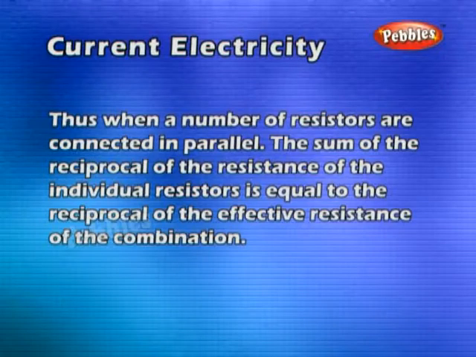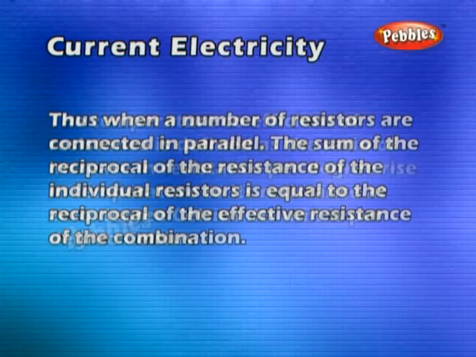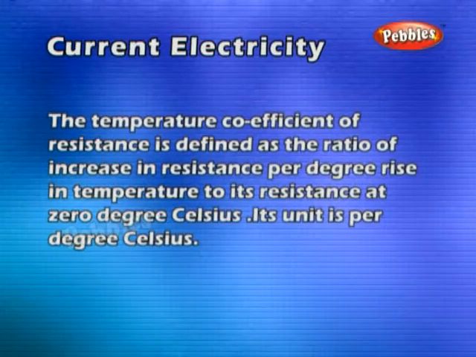Thus, when a number of resistors are connected in parallel, the sum of the reciprocal of the resistance of the individual resistors is equal to the reciprocal of the effective resistance of the combination. The temperature coefficient of resistance is defined as the ratio of increase in resistance per degree rise in temperature to its resistance at 0 degrees Celsius. Its unit is per degree Celsius.